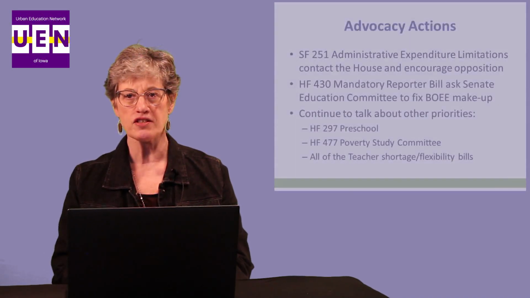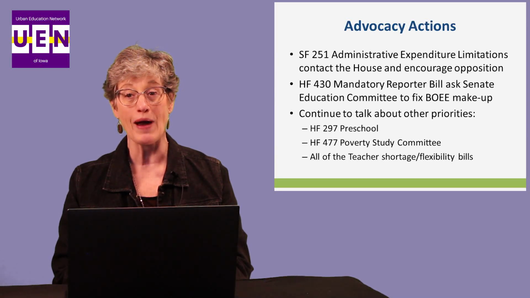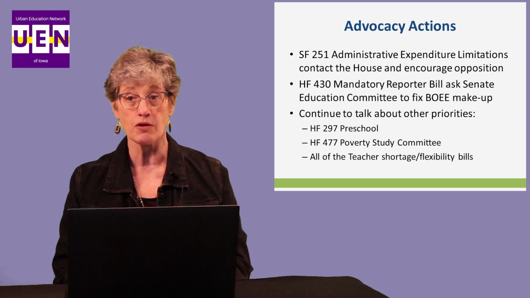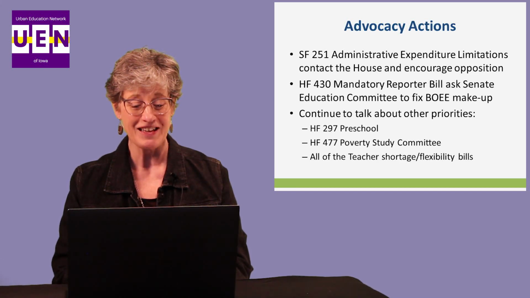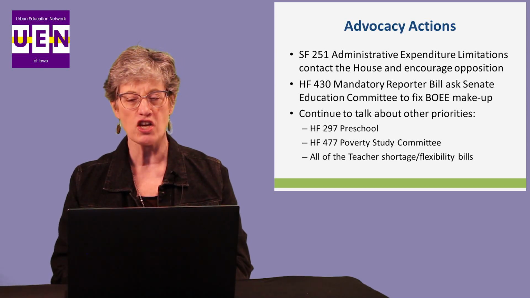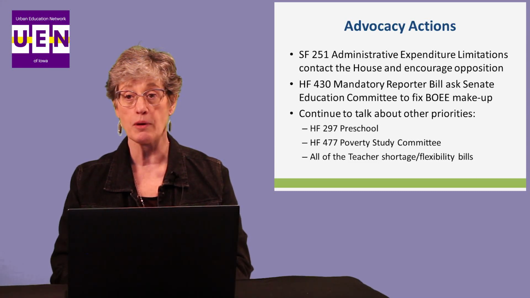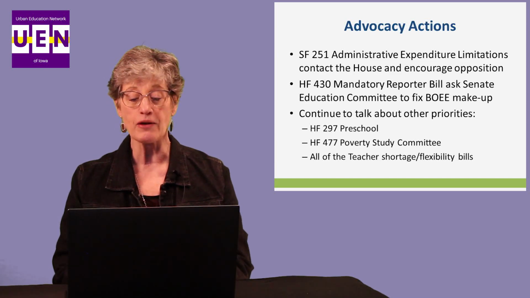Your advocacy actions: Senate File 251, administrative expenditure limitations. Contact your House members, both Republicans and Democrats, and encourage opposition. Watch for a call to action to give you some supports for that. House File 430, mandatory reporter bill. We're still asking the Senate Education Committee to fix the makeup of the Board of Educational Examiners, which was changed over on the House side to be half represented by parents. And then continue to talk about other priorities.